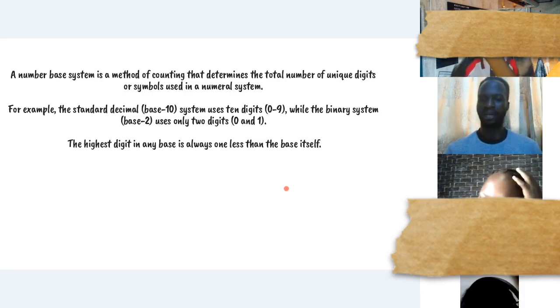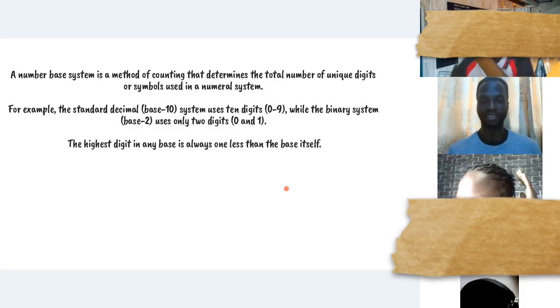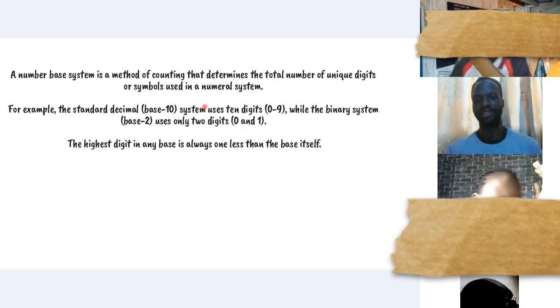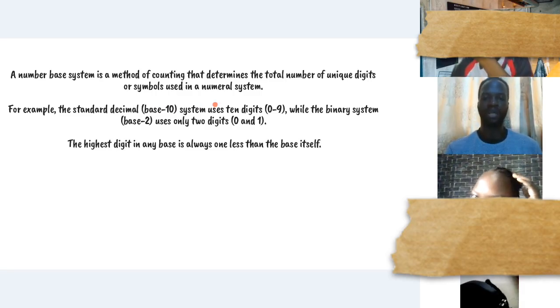So there are different systems of counting. There are several systems of counting. For example, the standard decimal, which is base 10, uses 10 digits, that's from 0 to 9. While the binary system, that's base 2, uses only 2 digits, zeros and ones.